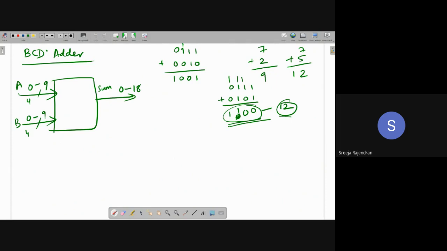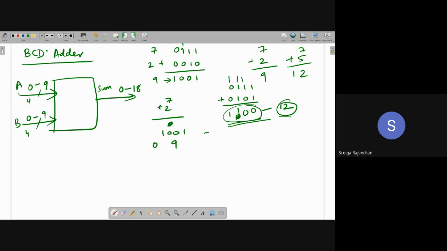Here, see, if I'm saying BCD, the same thing. 7 plus 2, I added, I got this as the answer. This was 7 and this is 2. When I added, I got 9. So 1001 is 9. And my MSB could be 0. I can have an MSB because up to 18 it goes. So I can say that MSB is 0, so I just write it as 0.